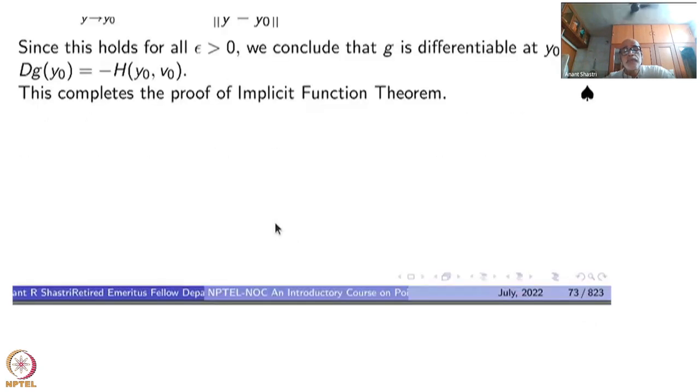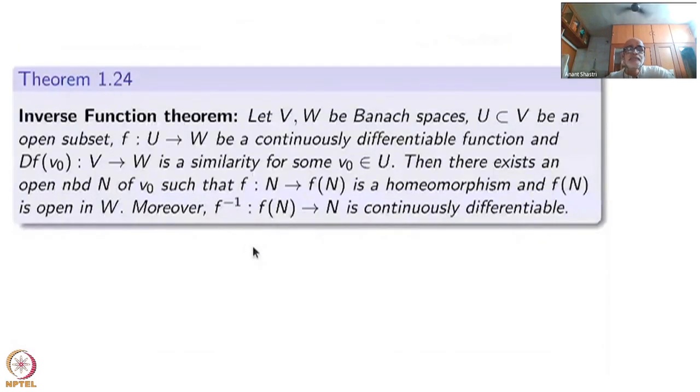Now let us go to the inverse function theorem. There is one step ahead, but this is the crux of the matter. This is the main thing that we want to prove finally. V and W are Banach spaces. U is an open subset of the first Banach space V. F is a function from this open set into W. The condition on F is that it is a continuously differentiable function and its derivative at a particular point V naught is a similarity.